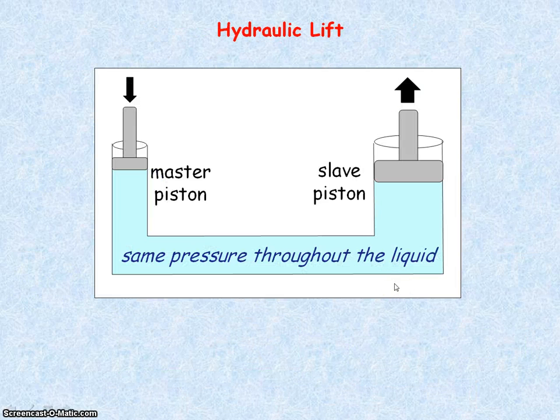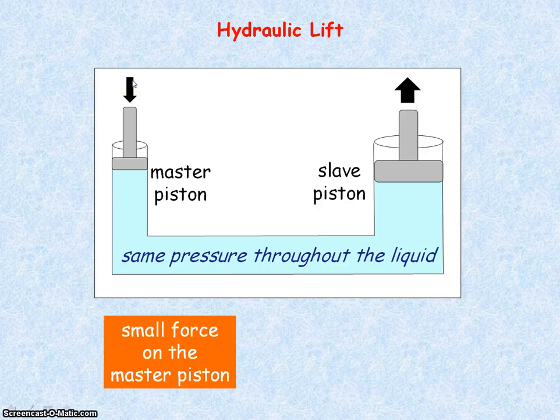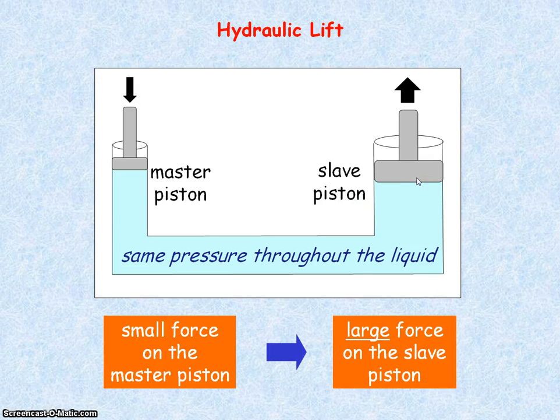Here we have a hydraulic lift where you have a large slave piston and a small master piston. And how it works is you apply a small force on the master piston, which produces a large force on the slave piston. So you can apply a small force to lift up a very heavy object. So for example, a hydraulic jack to lift a car.